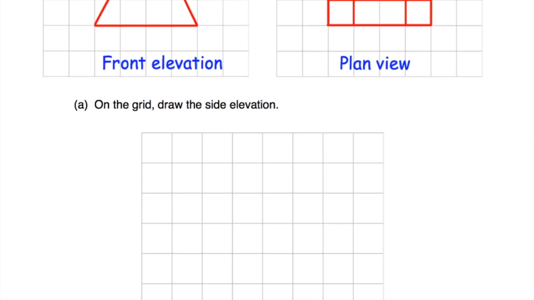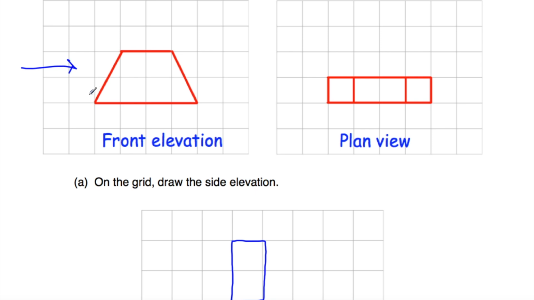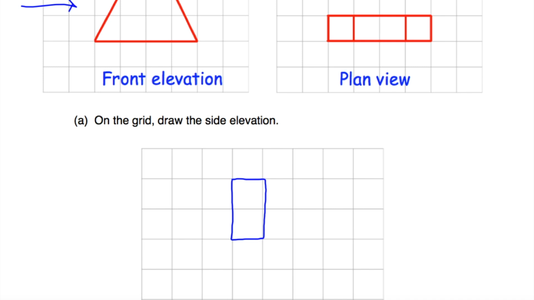So let's draw that. It's going to be a 2 by 1 rectangle. It'll look like this. And because the side of the shape goes up in a slant, I'm just going to draw it like that, and that's it. So that would be the side elevation.